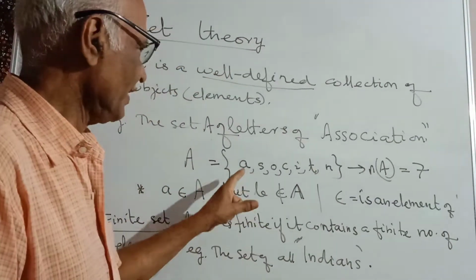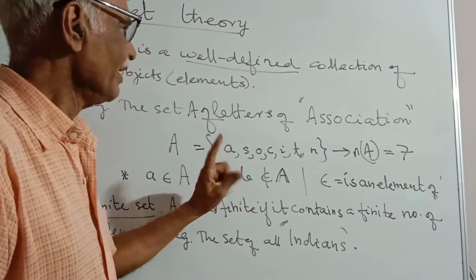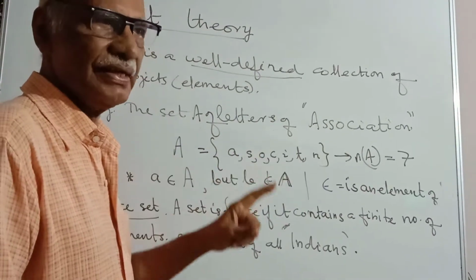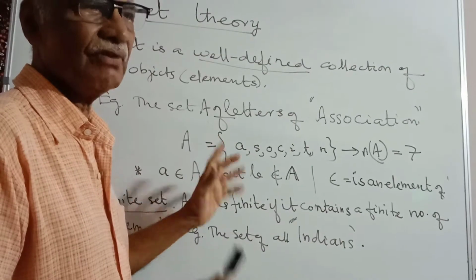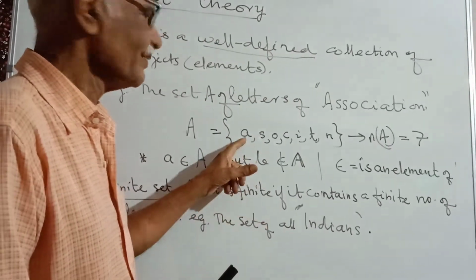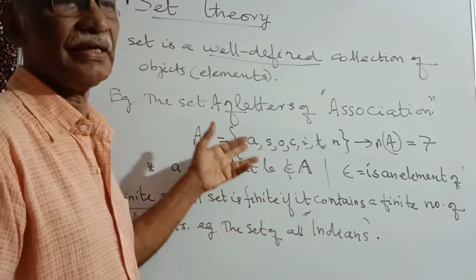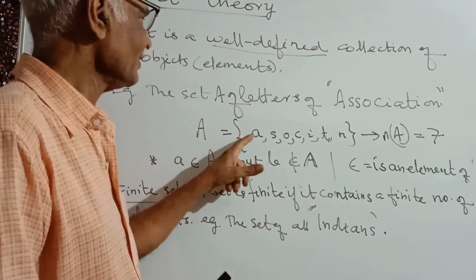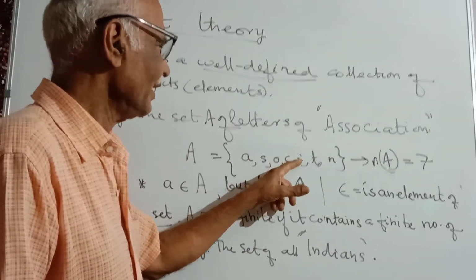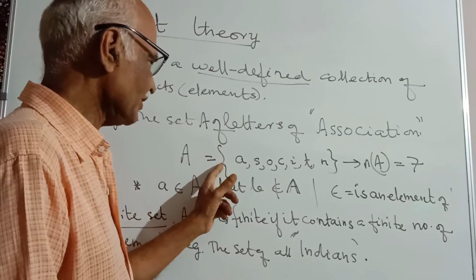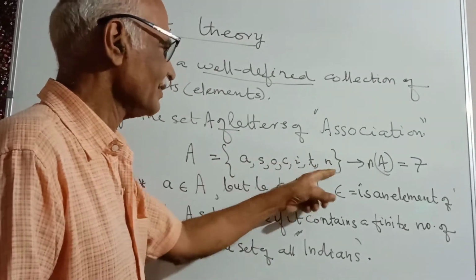We don't repeat the element A. We don't repeat the element S. In a set, an element can come only once. Once you say A is there, it is permanent. So capital A is the set {A, S, O, C, I, T, N}. The set is represented by the brackets like this.